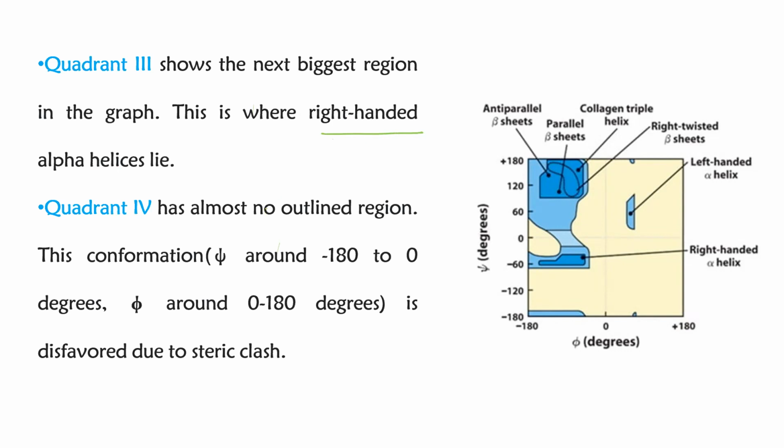Next is the fourth quadrant. What do you have in the fourth quadrant? It has almost no outlined region. Important point. This conformation is disfavored due to steric clashes or steric hindrances. Psi around minus 80 to 0 degrees and phi around 0 to 180 degrees is a disfavored zone due to steric hindrances. All right. So this is how the Ramachandran plot looks, and this is how we interpret the plot.